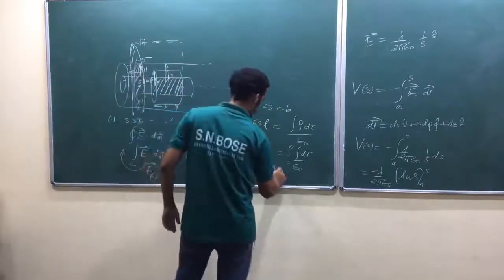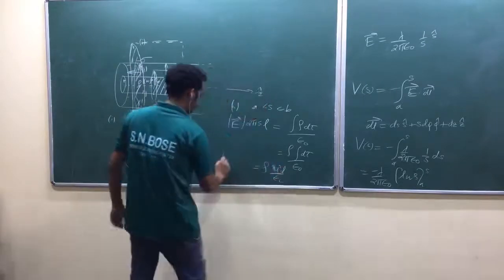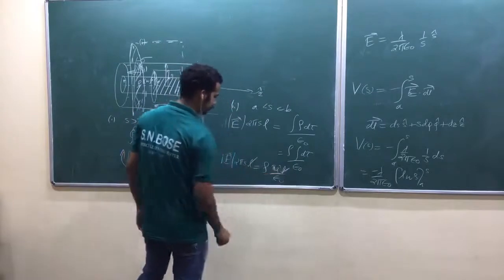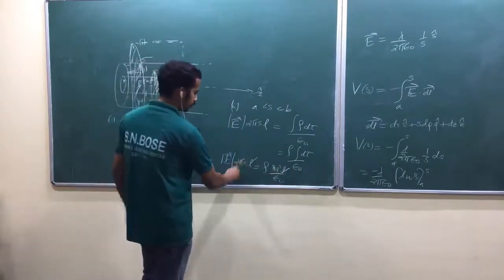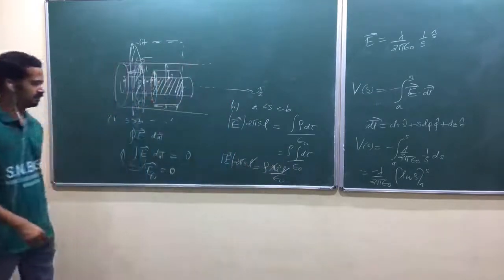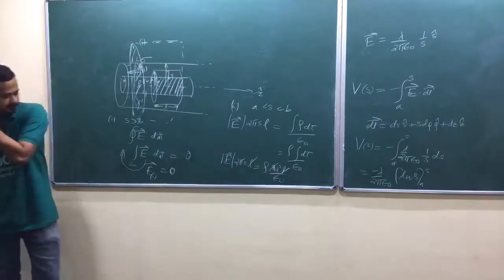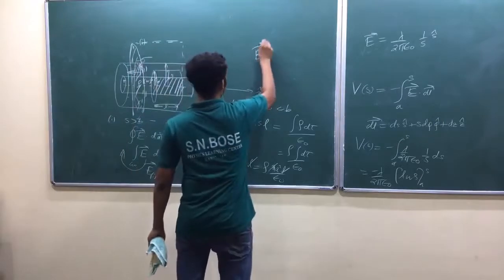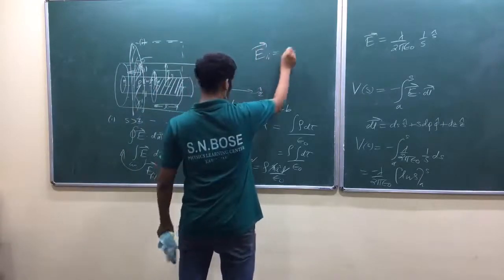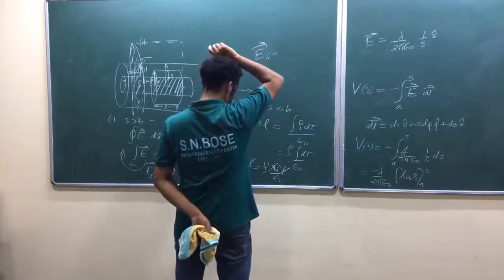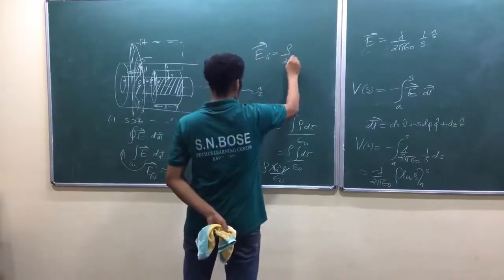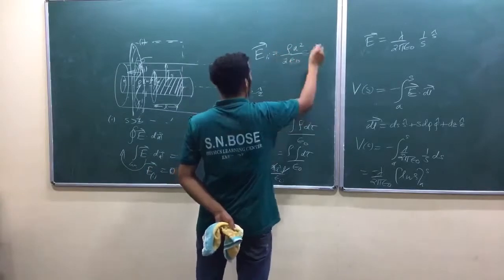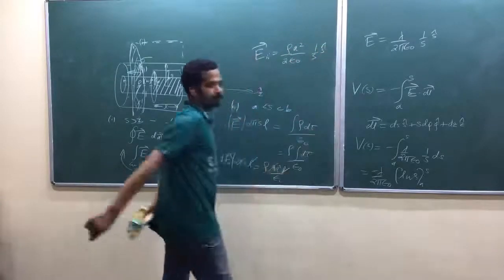Pi A square into L by epsilon naught equals mod of E into 2 pi S L. Okay, so pi also got cancelled. What is this one? Electric field in the second region will be equal to rho A square by 2 epsilon naught, 1 by S into S cap. Am I right?